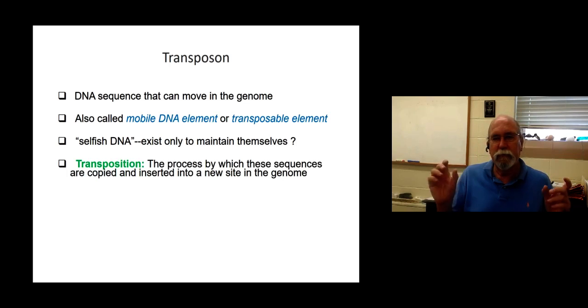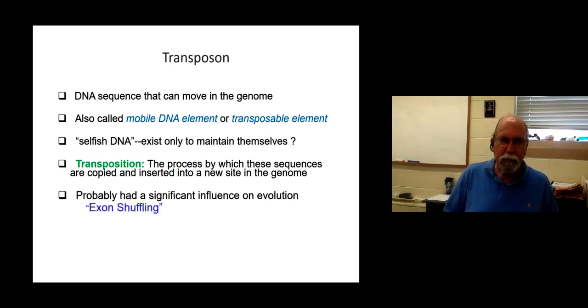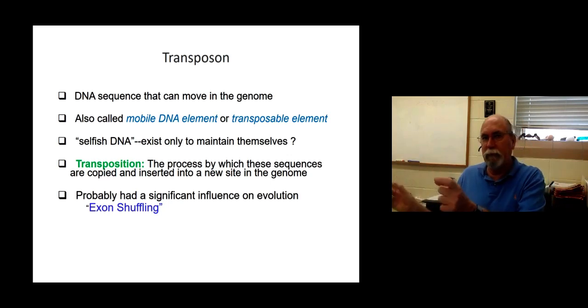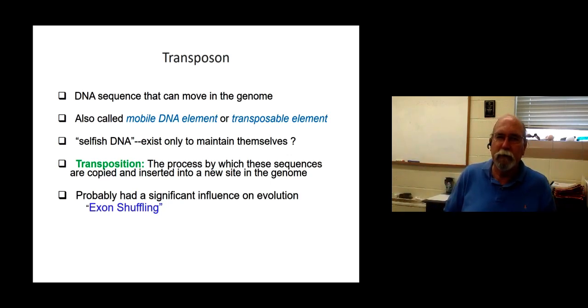Okay, and this is when they either cut themselves out of one site and move to another, or they copy themselves and make a copy in some other site. They probably played a role because they can pick up big pieces of DNA and move them. This whole idea of exon shuffling.